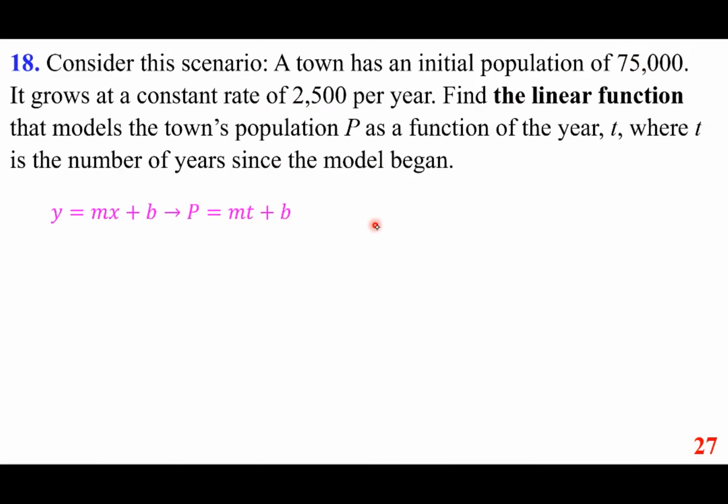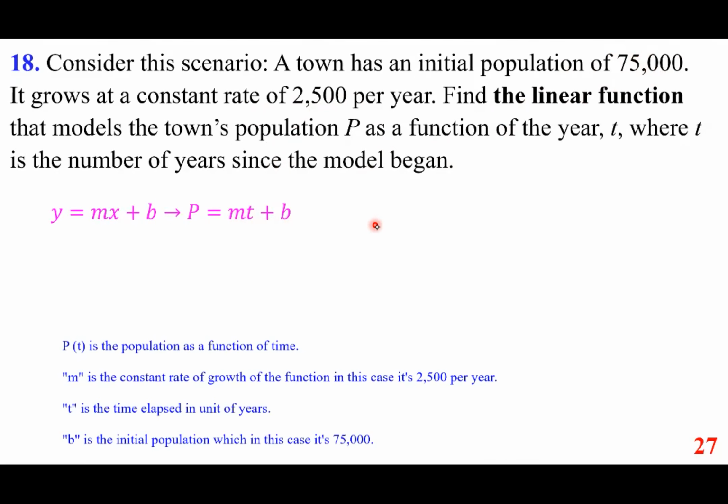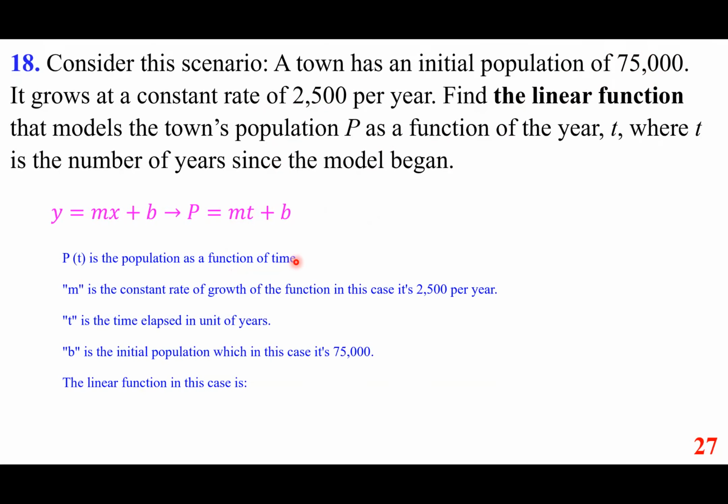But let me explain a little bit more by going over this. P of t is the population as a function of time. M is the constant rate of growth of the function. In this case, it's 2,500 per year. T is the time elapsed in units of years, because they said so. B is the initial population, which in this case is 75,000. So the linear function becomes 2500t plus 75,000. I just wanted to make sure that you have all the details.